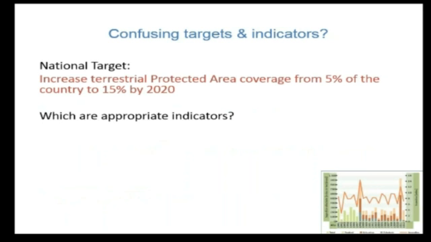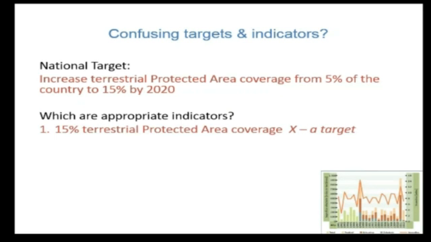Now, sometimes there's a bit of confusion between targets and indicators. So this is just a little exercise to help clarify that. If you have a national target of increased terrestrial protected area coverage from 5% of the country to 15% by 2020, which are appropriate indicators? And I'm going to put some names of indicators up, and we can see which ones are the most appropriate.